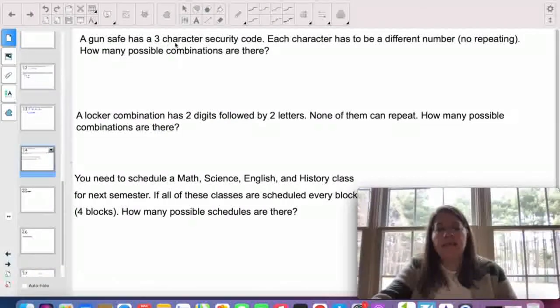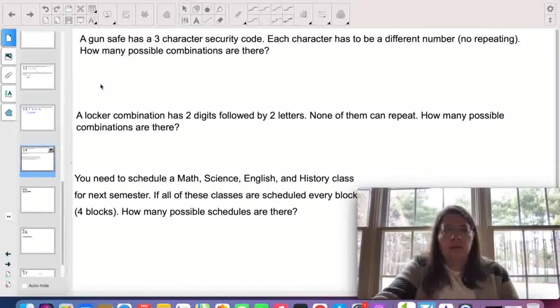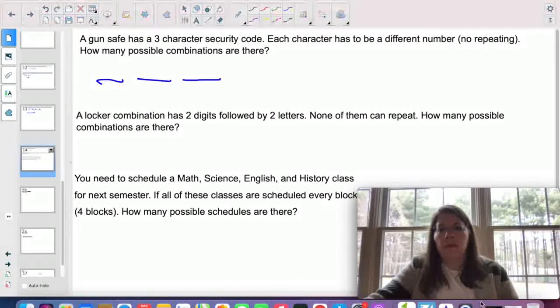A gun safe has a 3-character security code. Each character has to be a different number, no repeating. How many possible combinations are there? We're going to assume that when they say number, they mean a digit. So we have 3 numbers, so I need 3 spaces.